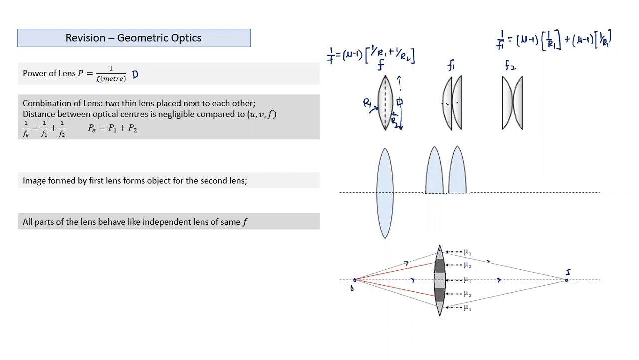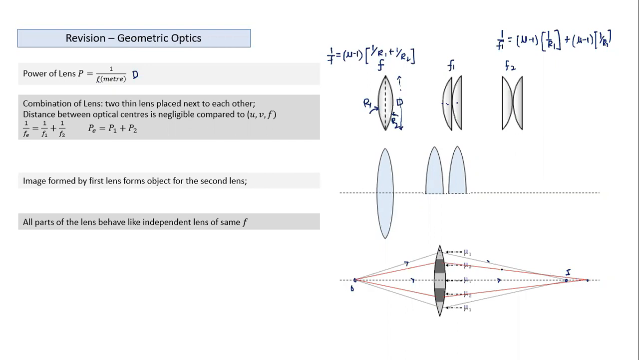Whereas if we take a different material, the darker shade, which has refractive index mu2, even though the radii are the same, its focal length will be different if mu is different. If the focal length is different, for the same value of u, v will be different. It means the image position will be different. So if I draw the refracted ray, assume that it goes like this. In this case, the image is forming at a larger distance.